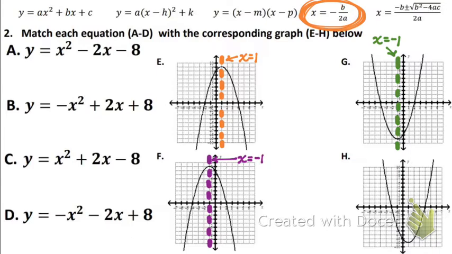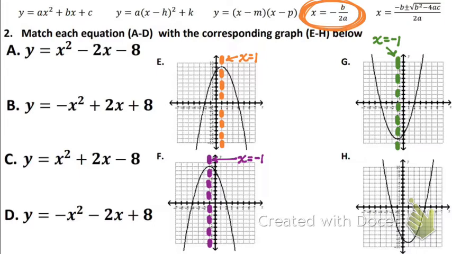All right. I've got 2 graphs where the axis of symmetry is both -1. How am I going to tell them apart? By the 2. The way it opens. One of them opens up and has an axis of symmetry of -1. The other one opens down. Okay. We'll come back to it if you remember.